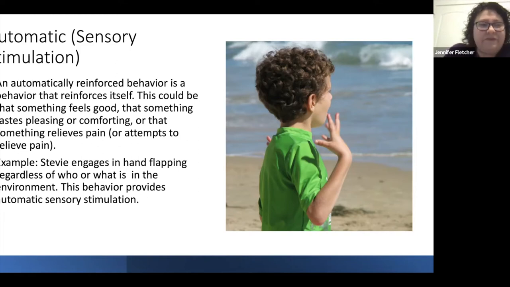So my example here is Stevie engages in hand flapping regardless of who or what is in the environment. This behavior provides automatic sensory stimulation. Another word for when they do the hand flapping and a lot of that repetitive body motion is stereotypy. So you might have hand flapping, body rocking, toe walking, spinning objects, sniffing. I had a student who loved to sniff hair. He just loved the smell of people's hair and their shampoo.